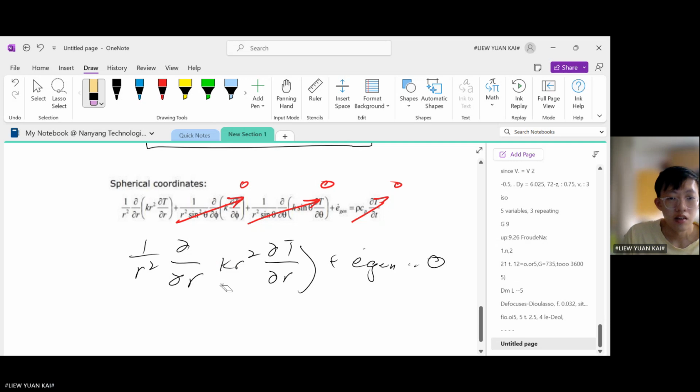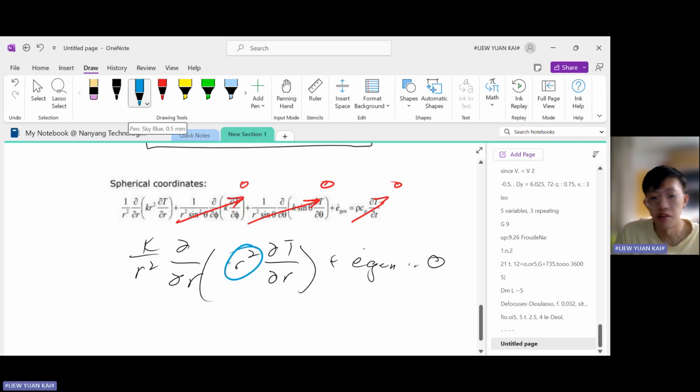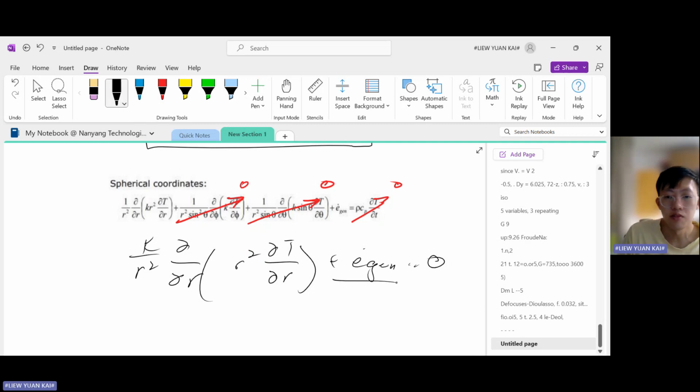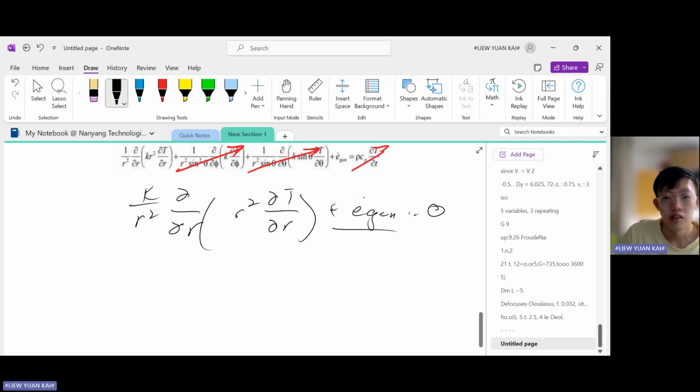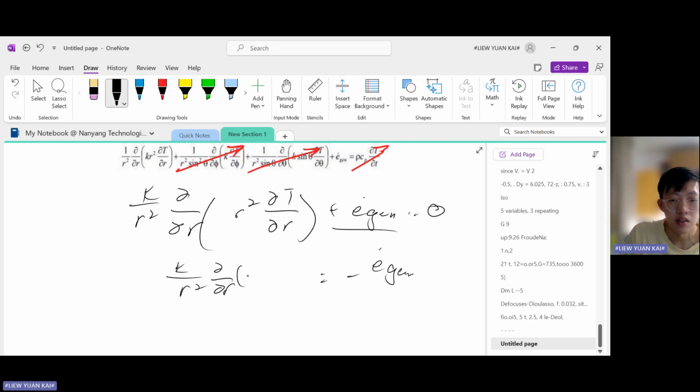Okay, so let's just erase it and take it out. On the contrary, you cannot take out r squared because r is the variable right now. So you cannot take out r squared. Okay, so keep that in mind. So let's move e gen to the other side. Okay, you move e gen to the other side, you get negative e gen. Okay, k over r squared, partial this, partial that.